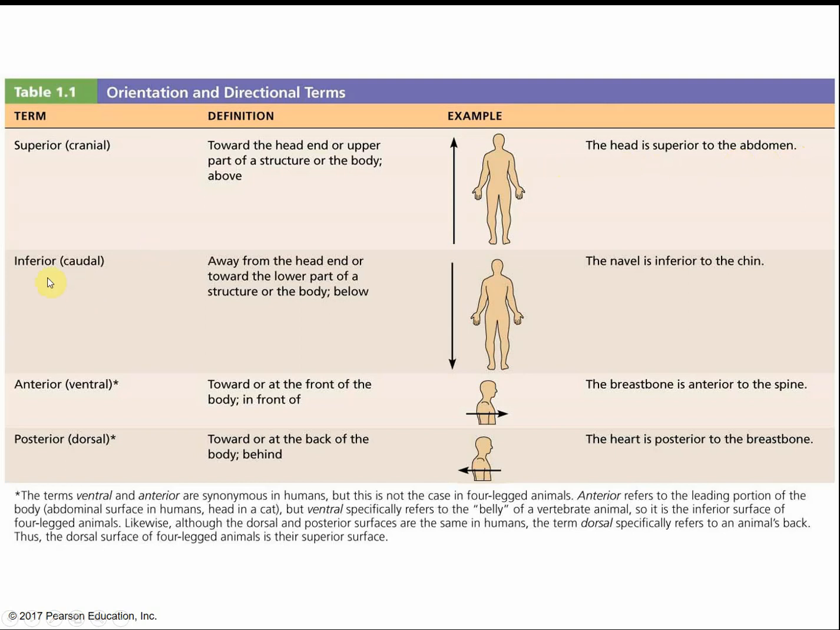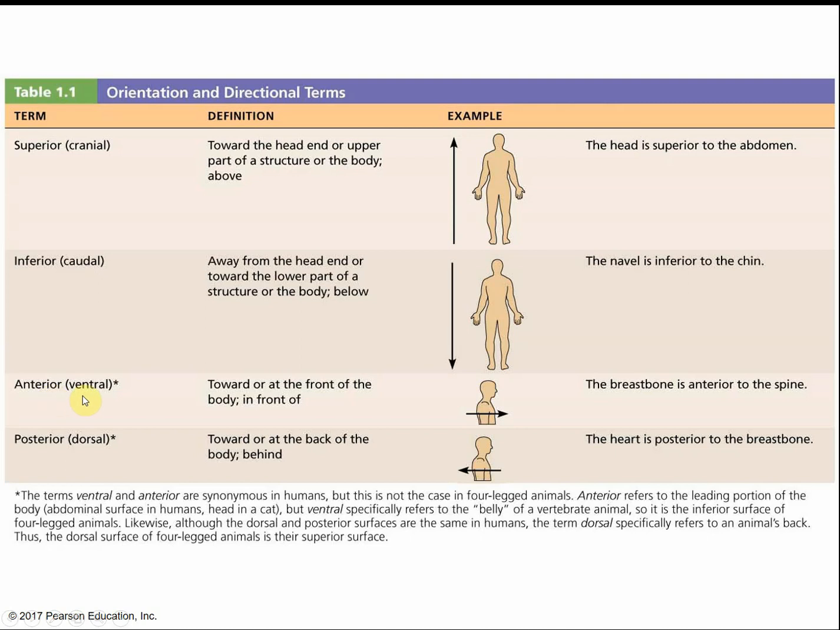Inferior then would be the opposite, right? So it's going to be away from the head, or below another body part. Inferior is also sometimes referred to as caudal. It just means tail, so toward the tail end. So we could say the navel, the belly button, is inferior to the chin, right? So it's below the chin.